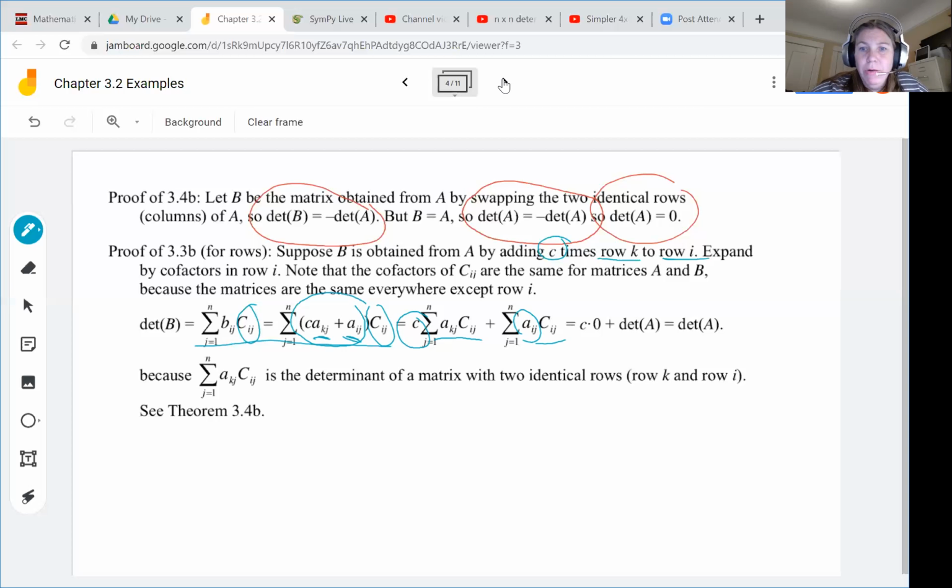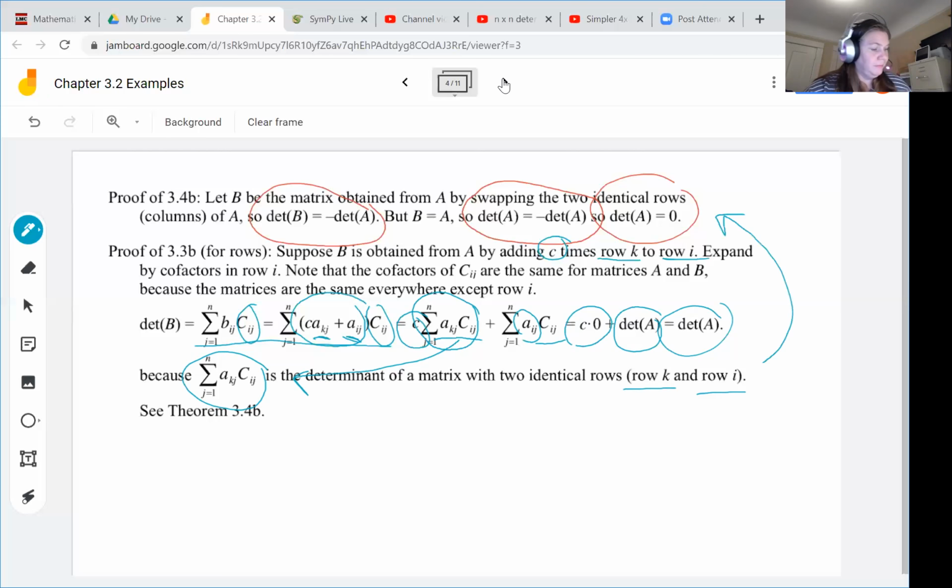All right, well, we know that this is just going to be c times 0, based on the fact that we did c times row k, plus the determinant of A. So we just end up with the determinant of A. And that's because this part here, the sum of the a_kj's times the cofactors C_ij's, is the determinant of a matrix with two identical rows. Row k and row i are identical since we've taken out the constant. And that's from the theorem that we proved up here.